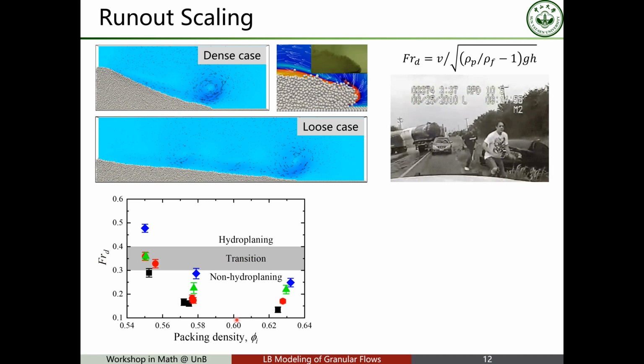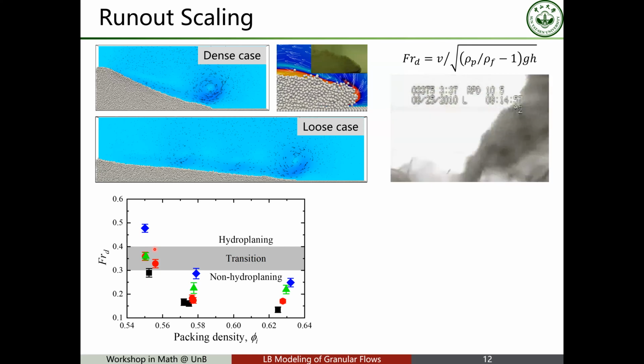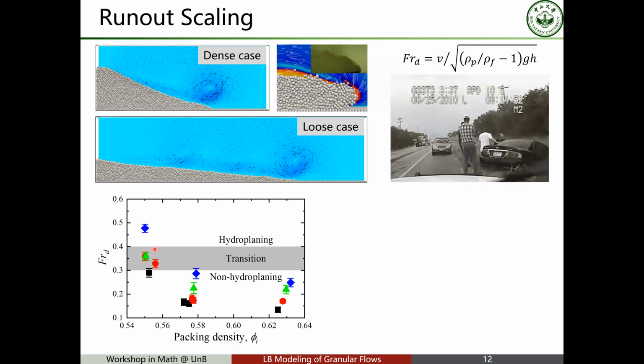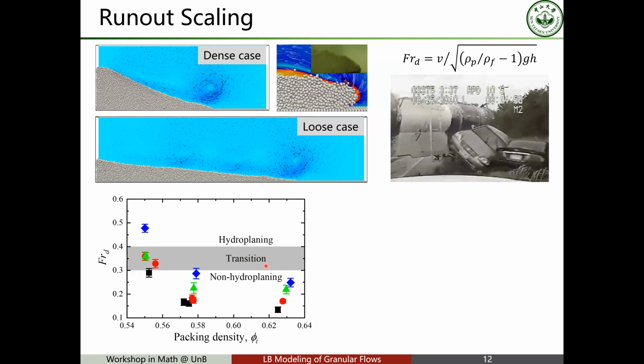FrD against the packing density. Here you can also see different symbols, which represent different column sizes. What we can see is that when the densimetric Froude number is below 0.3, there is no hydroplaning. If the densimetric Froude number is above 0.4, then hydroplaning becomes very significant. If this number is between 0.3 and 0.4, we get some transition regime.